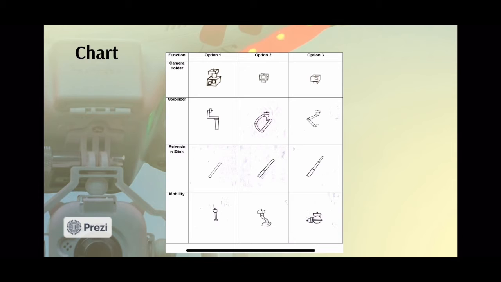Okay, the third one is the extension stick. We decided to make the extension stick purposely to make sure the GoPro can go into tiny spaces and get the best shot of the picture. And the last one is mobility. For this one, we will make sure that the camera can go for a 360 view by using a ball and socket, so the camera can rotate widely and get the best view.